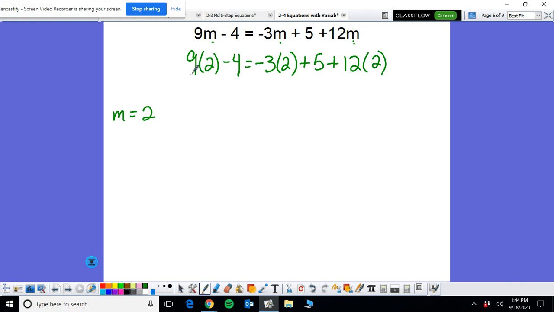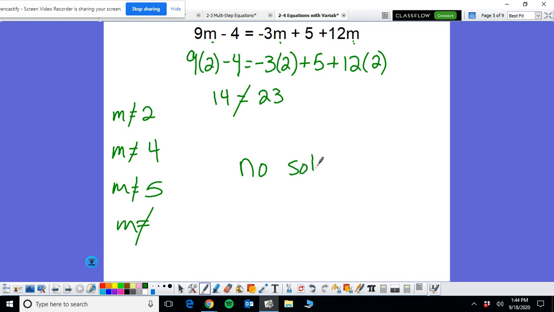18 minus 4 is 14. Negative 6. So negative 6 plus 5 is negative 1. Negative 1 plus 24. So it would be 23. Does 14 equal 23? Of course it doesn't. And I'm just not going to waste any more time. It doesn't matter what you said m was. M is not going to be 4. It's not going to work. M is not going to be 5. M is not going to be anything because there is no solution.